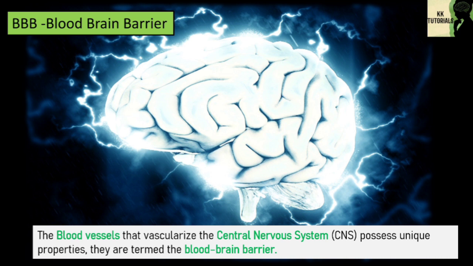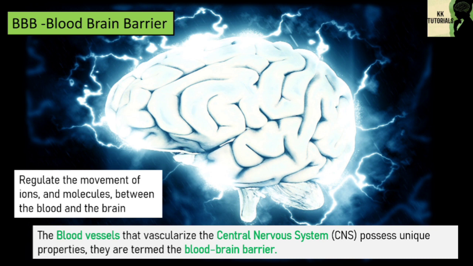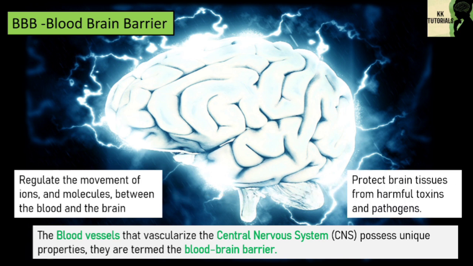So what is the role of BBB and why is this so important? This BBB allows blood vessels to tightly regulate the movement of ions and molecules between the blood and the brain. It does not allow the entry of toxins and pathogens. This helps to protect brain tissues from harmful toxins and pathogens. Alterations or damage to these barrier properties may lead to progression of different neurological diseases.